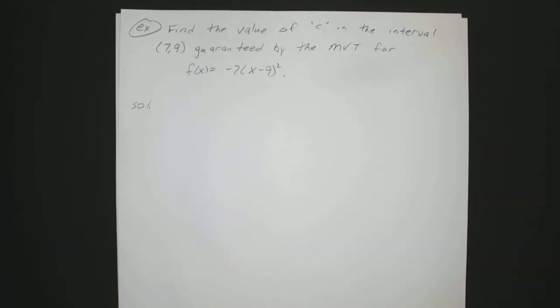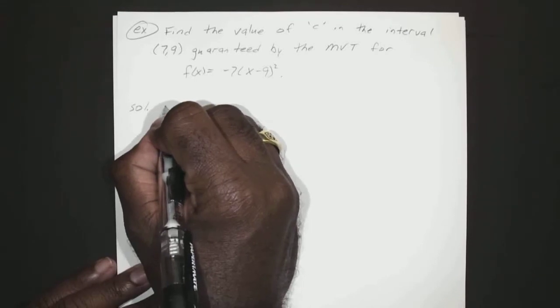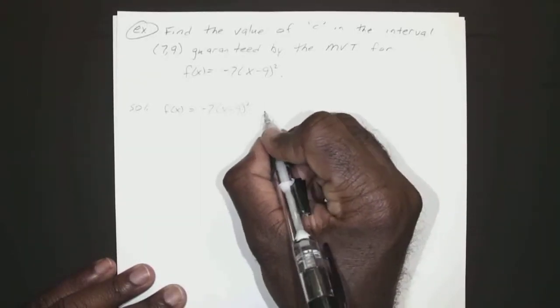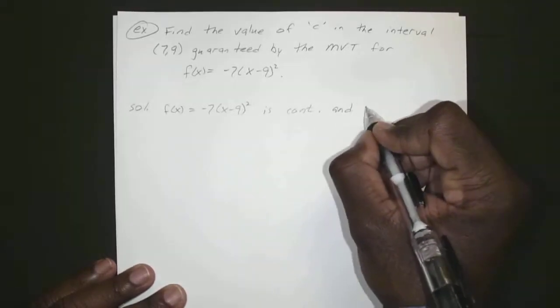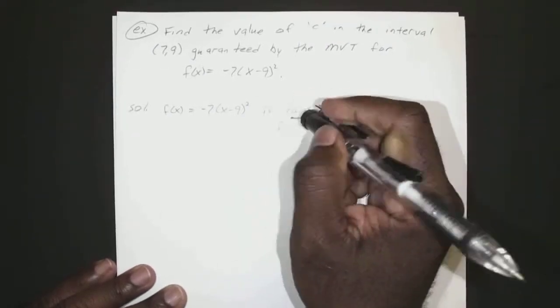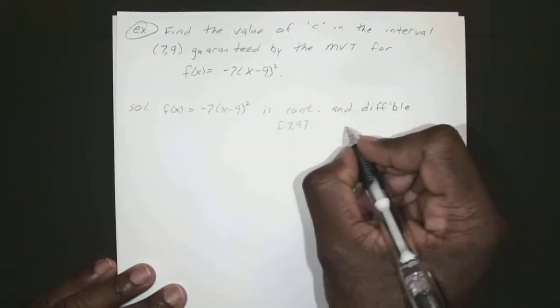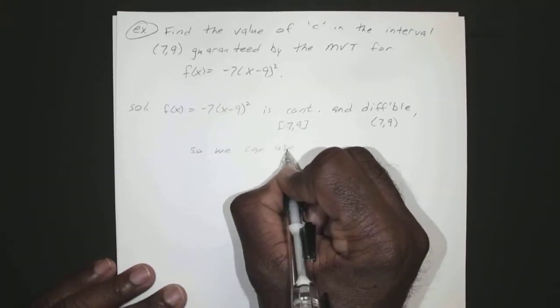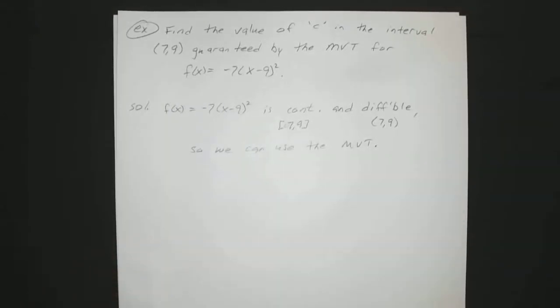Okay. So that means as long as it's continuous and differentiable, then there's some f prime of c that's equal to the slope of the secant line. So we know that f of x equals -7 times x minus 9 squared is continuous and differentiable. Well, it's continuous on the closed interval, which is from 7 to 9, and differentiable on the open interval from 7 to 9. So we can use the mean value theorem. That step isn't necessary, but it's one of those things where you just want to make sure you understand the actual concept first.